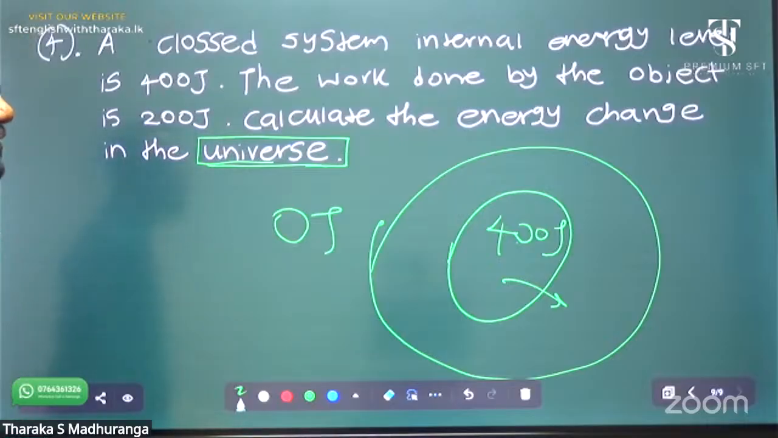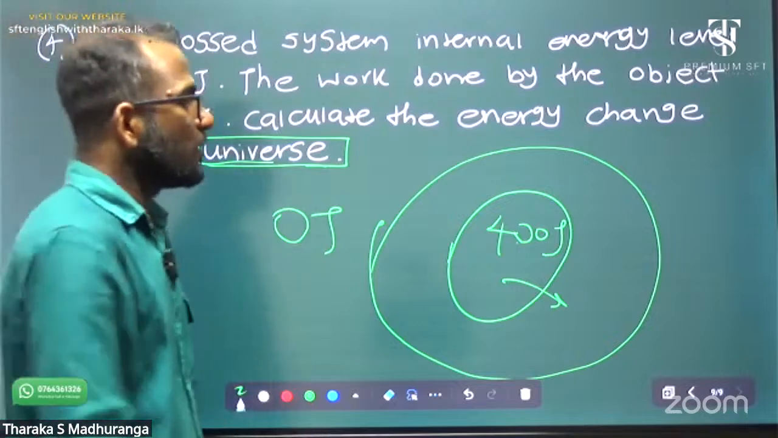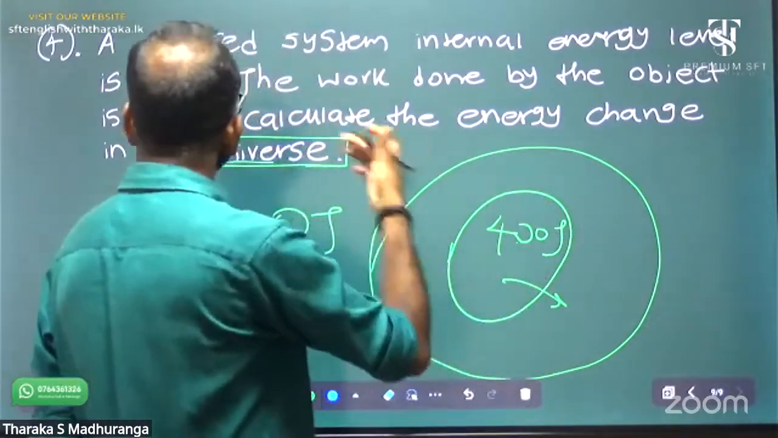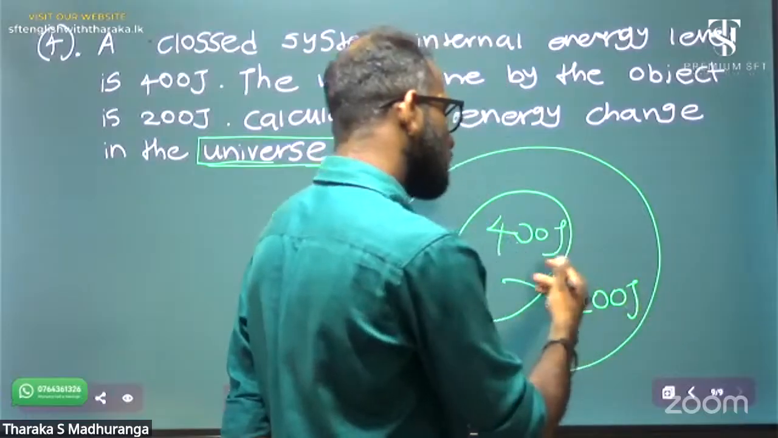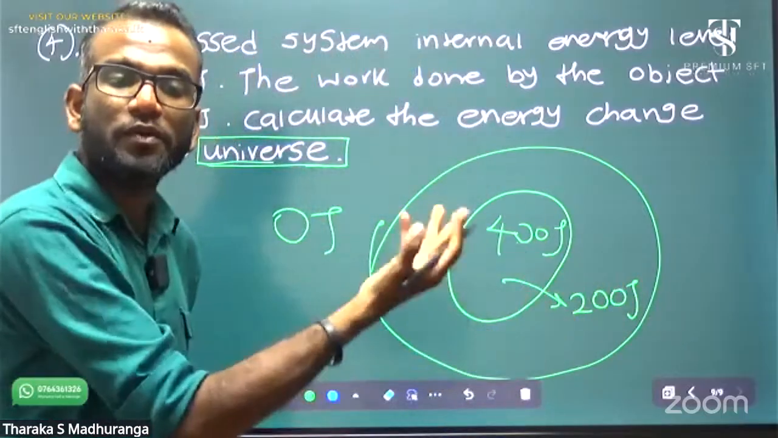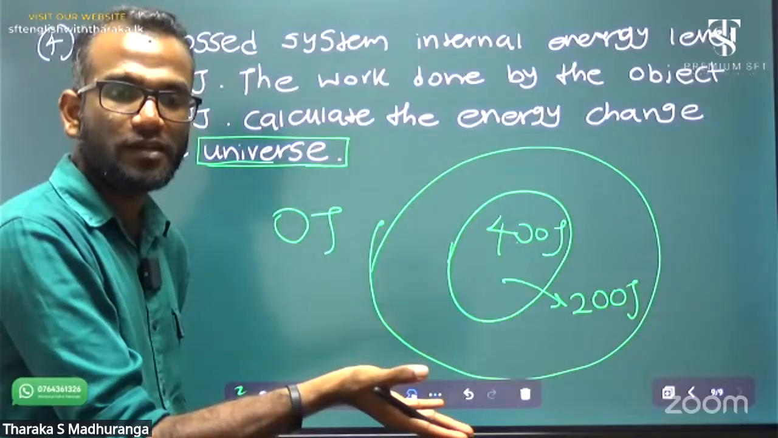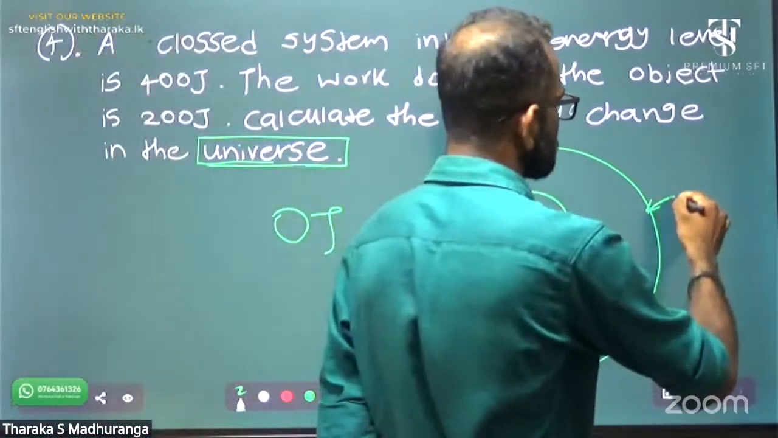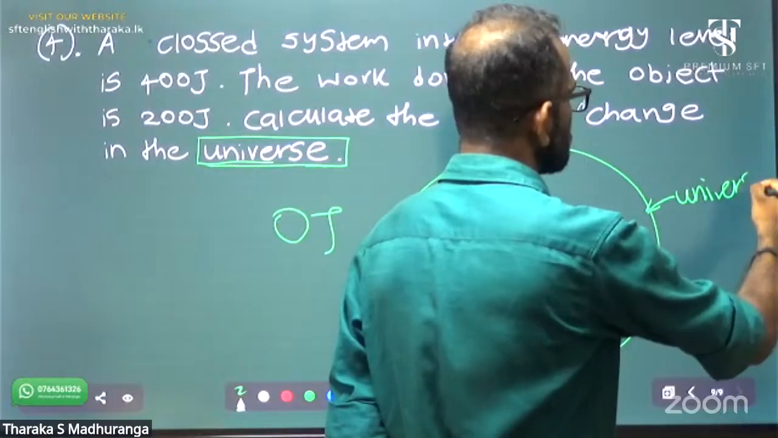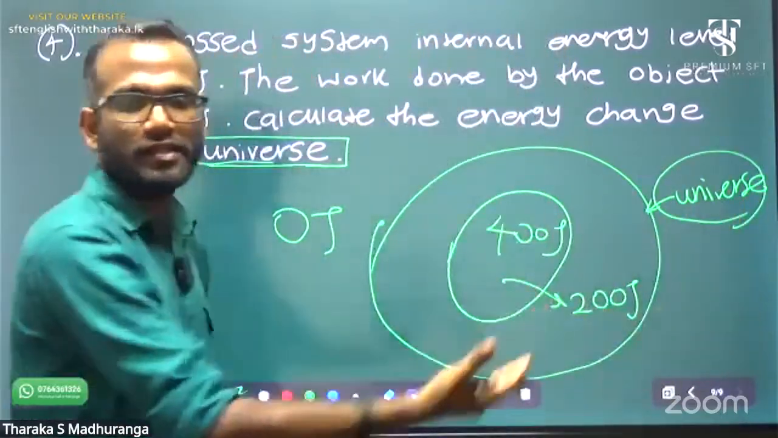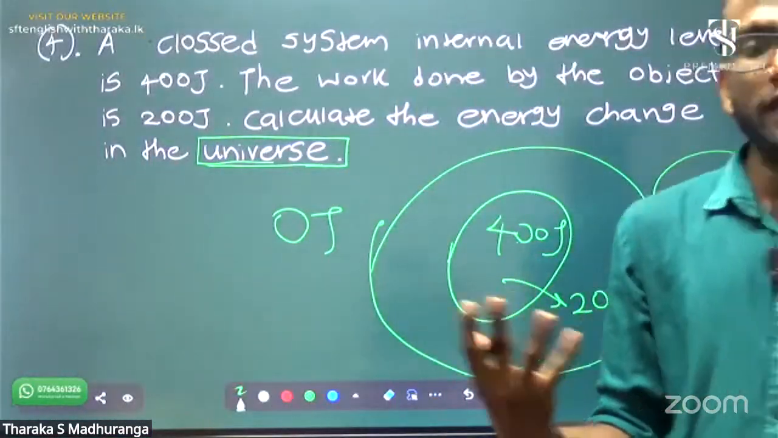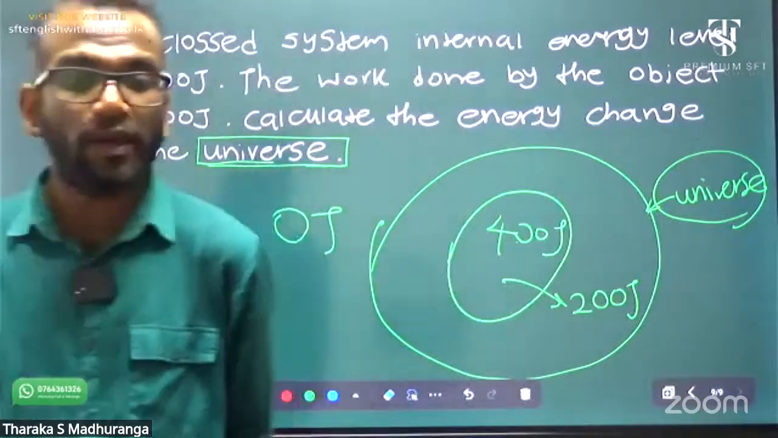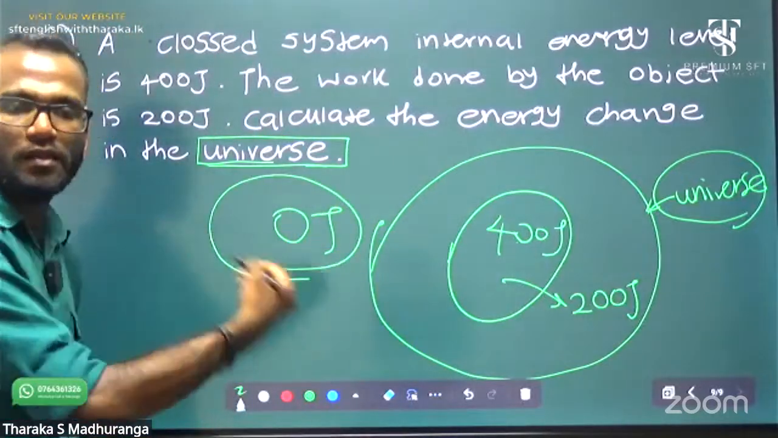You met? What did you get as the answer? Answer 0. Why? The work done by the object system is 200. This released heat may also be released to the environment. The environment is also part of the universe, right? Then this is a universe. The universe has no energy change because, according to the energy conservation law, the amount of energy in the universe is the same. Energy change in the universe is 0. Understood?